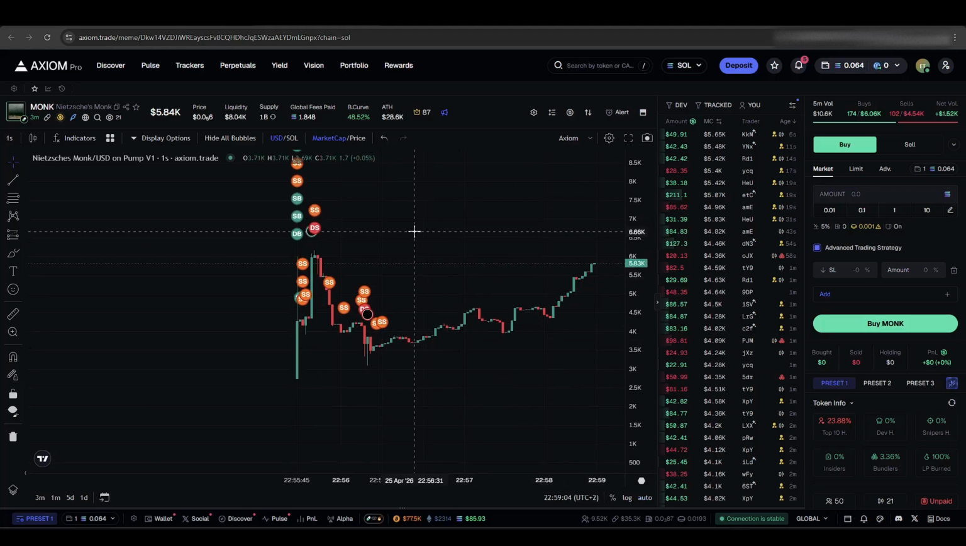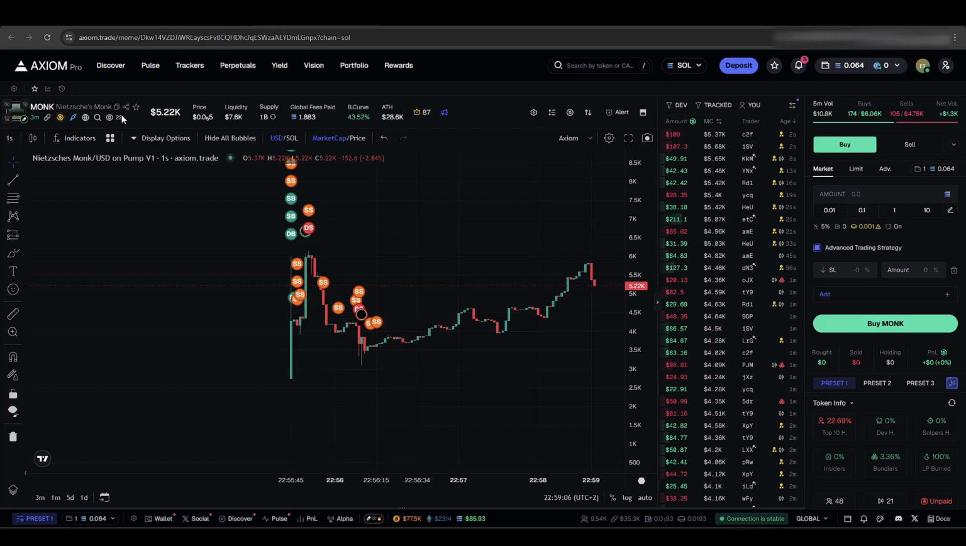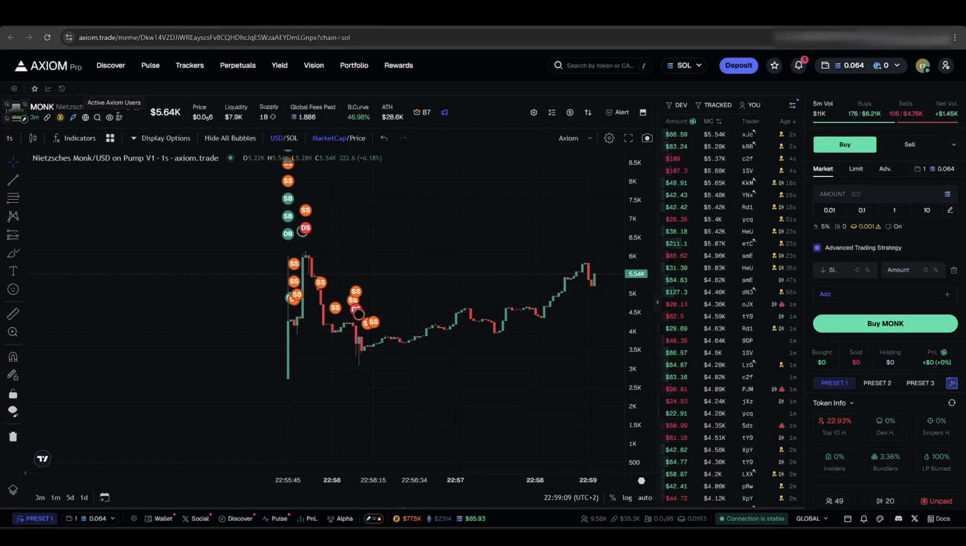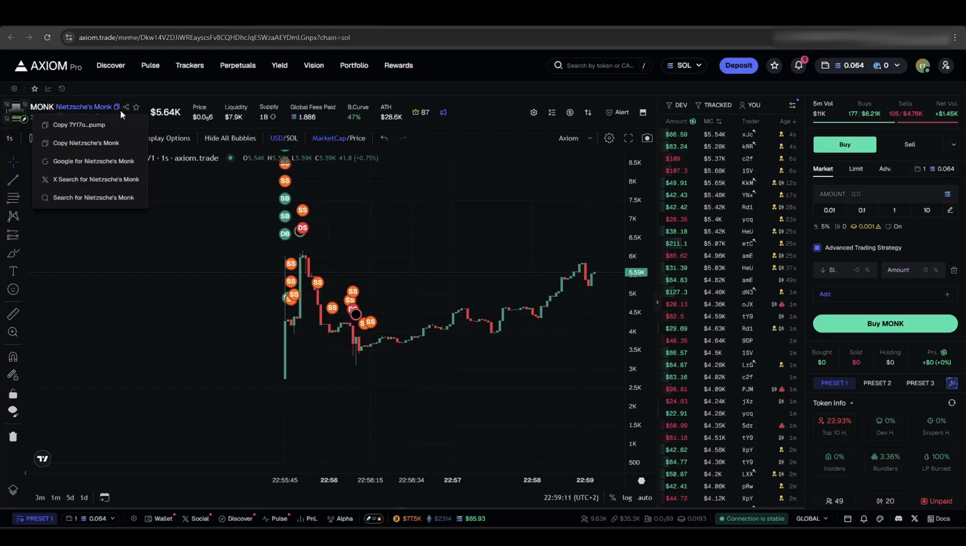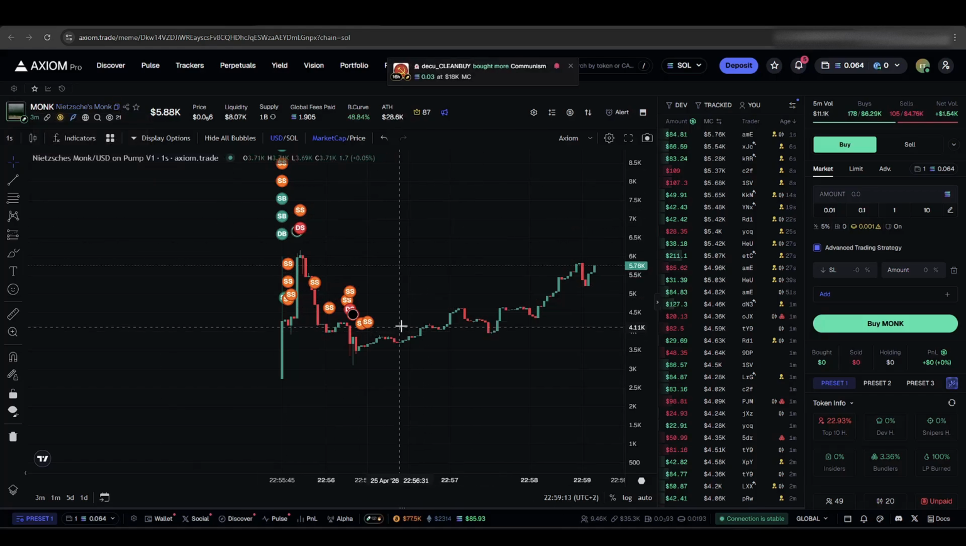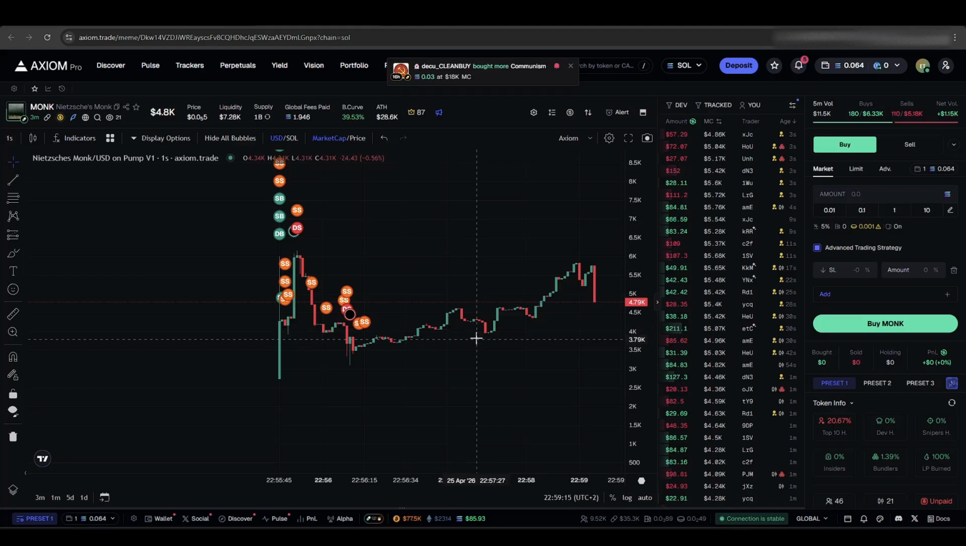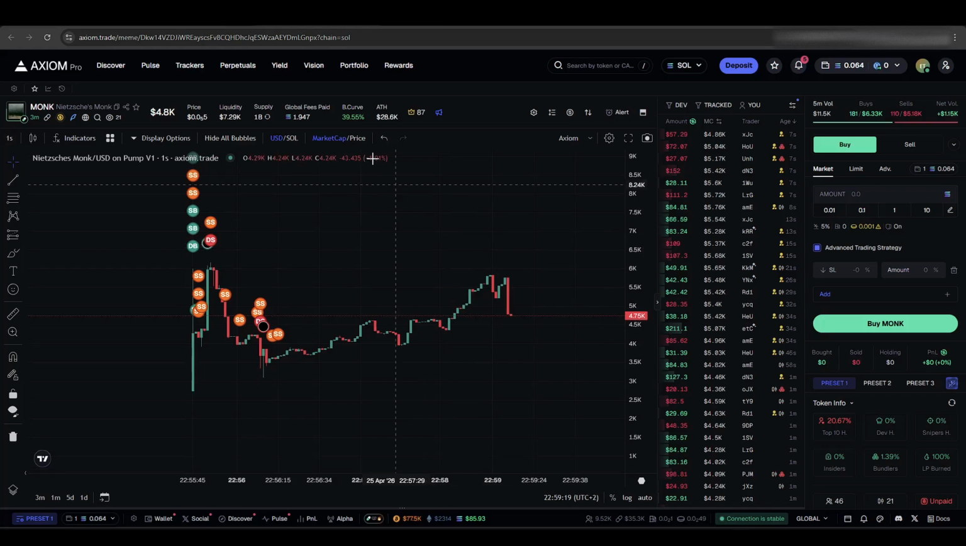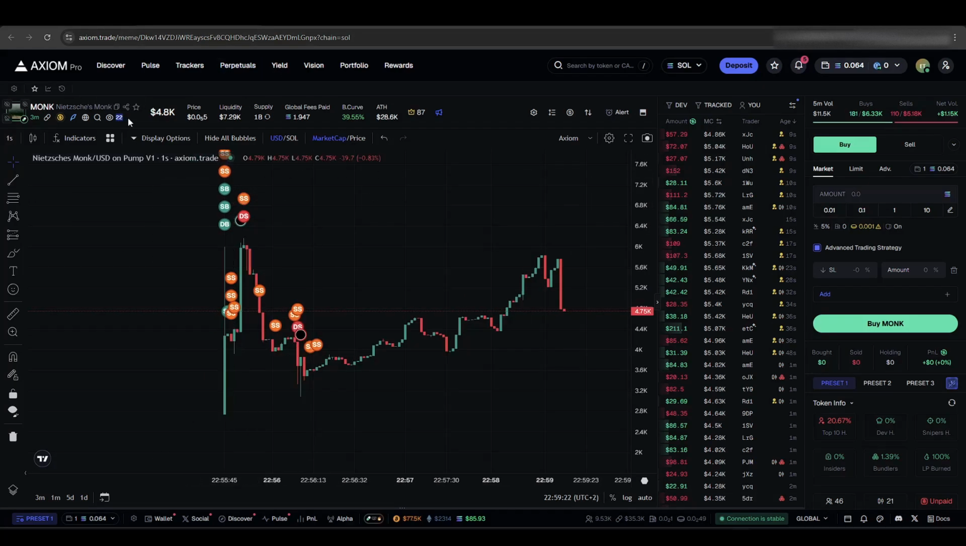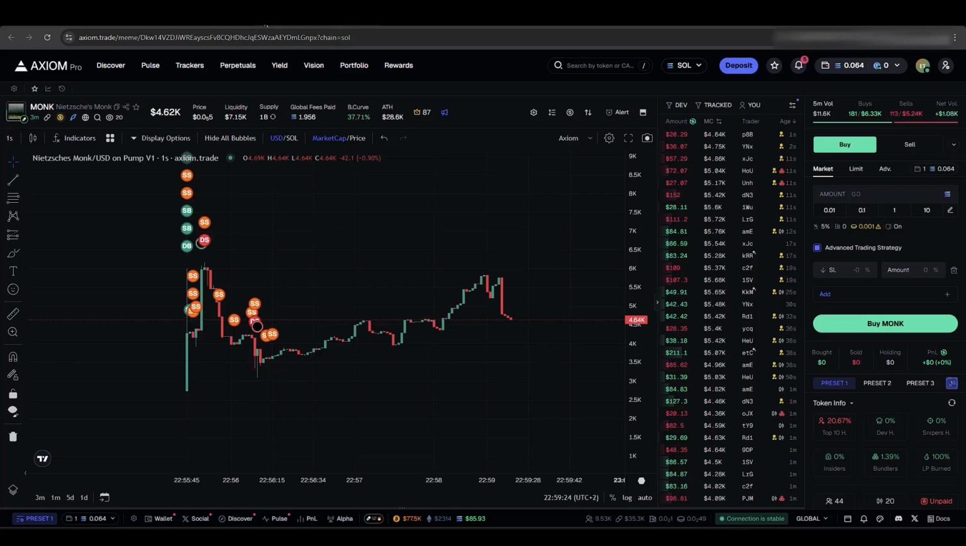Now I'm telling you the most important things to watch out for. Number one is this over here, active Axiom users. So the more users are watching this coin at the moment, the more traction this coin can potentially get, and the higher the chance that it will pump. Let's have a look here, 21, here 20.